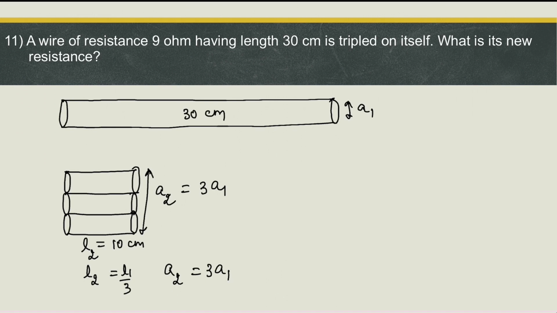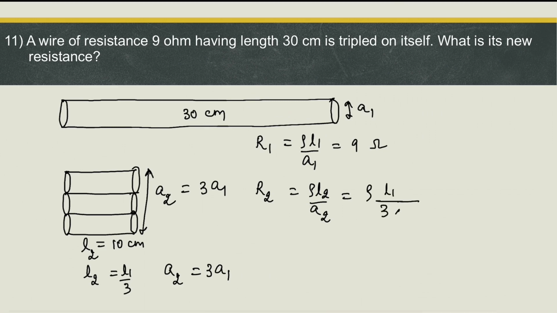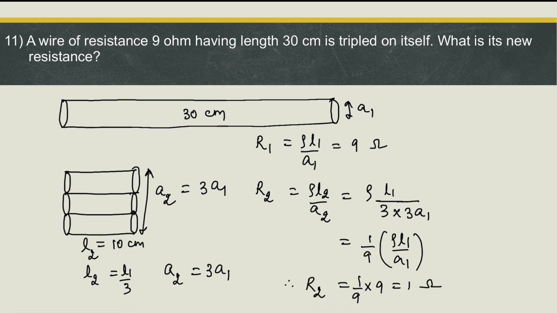For the original length 30 centimeter and area A1, resistance is rho L1 upon A1, that is 9 ohm. New resistance R2 is rho L2 upon A2, where L2 is L1 by 3 and area is 3 times A1. This is 1 by 9 times rho L1 upon A1, and rho L1 upon A1 is 9 ohm. So 1 by 9 into 9 is equal to 1 ohm. So R2, the new resistance, becomes 1 ohm. After folding the wire 3 times on itself, the new resistance becomes 1 ohm.